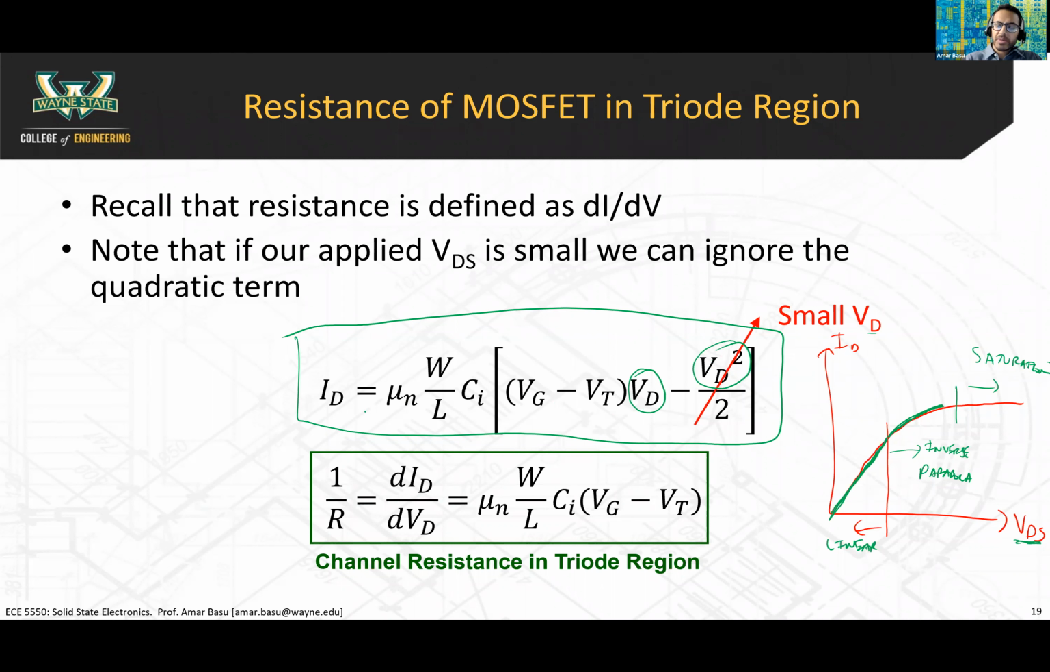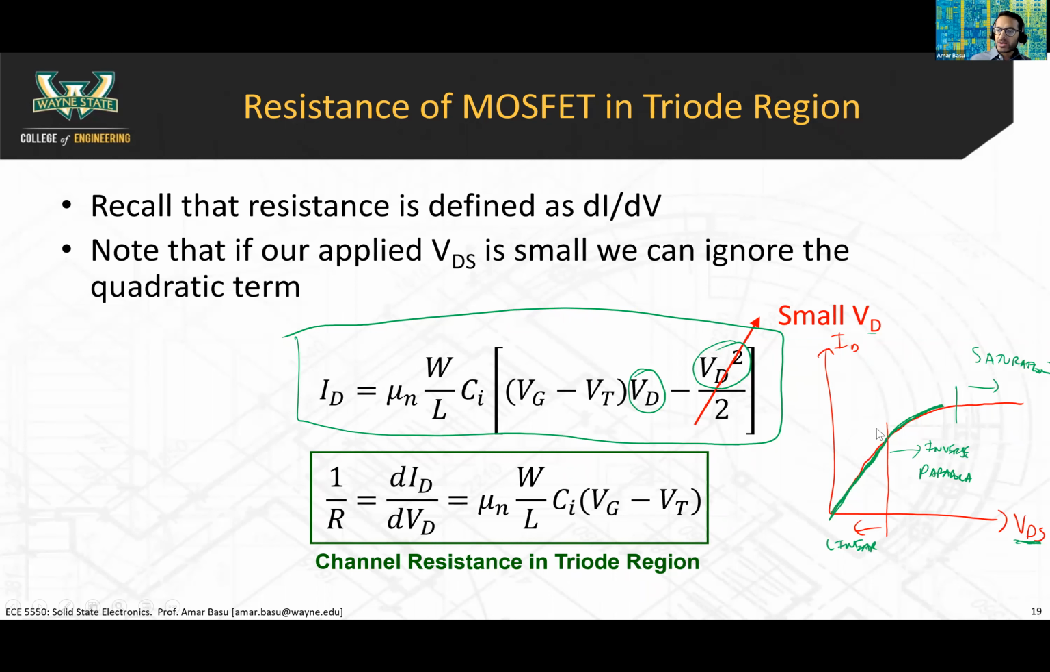As VD goes up, all the rest of these terms are constants, so the I is a linear function of VD. At larger values of VD, this squared term takes over, and this first term in the brackets goes away, and you end up having something that looks kind of like an inverse parabola. You can see that this is a function of negative VD squared, so that would be an upside down parabola, and that's why you see this curve here.